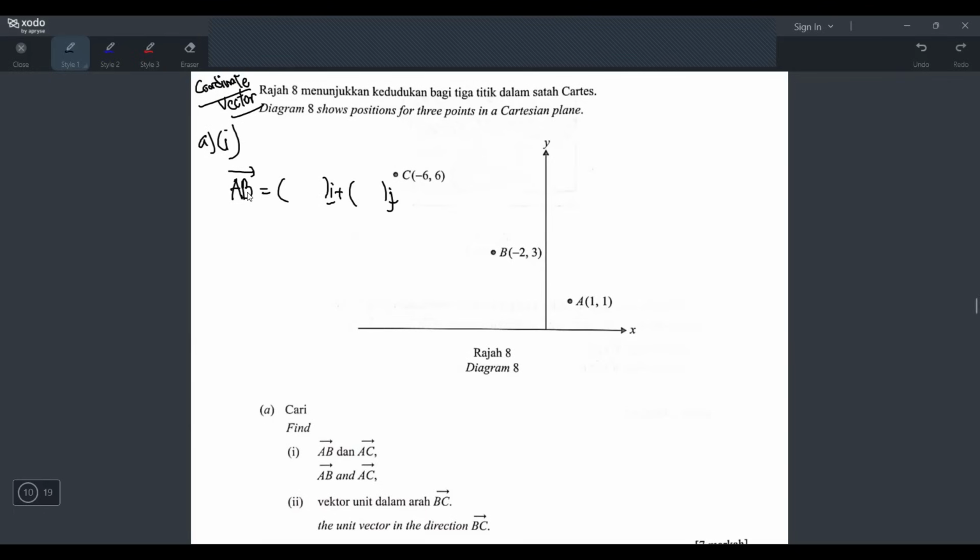But it's from A to B. Can you see? A to B. It means the arrow is going towards B. It means you have to take B minus A. Tak boleh ambil A minus B, dia kena B minus A. So let's take the B minus A, but the x coordinate.